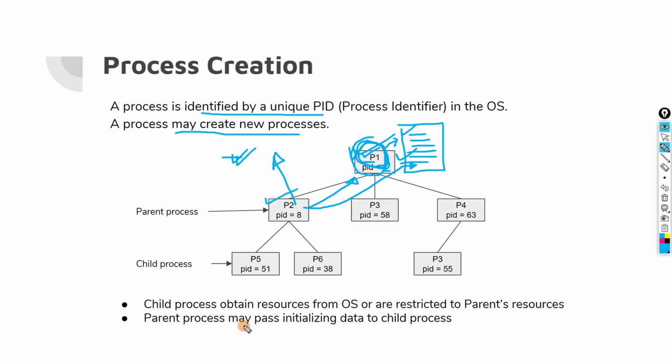And the parent process may pass initializing data to the child process. Whenever this process is creating a child process, it passes some initializing information, some information that is required to start the process. It may pass that data to the child. In this way, processes are created in the operating system.